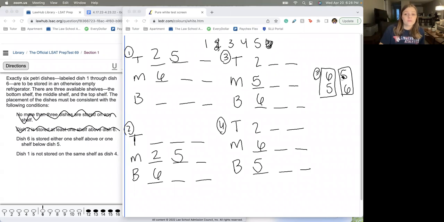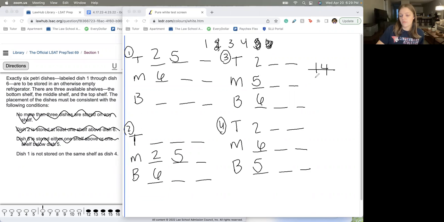So now I've placed rule number 3. I don't have to think about that rule anymore because there's no way I could violate it. My 6 and my 5s are placed. They're rock solid. It's one less variable for me to worry about. So now I've got 3 out of the 6 variables already placed, which is really nice. And I only have one more rule left. My last rule says dish 1 is not stored on the same shelf as dish 4.